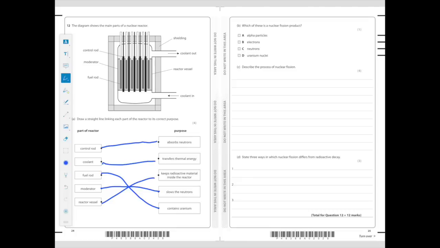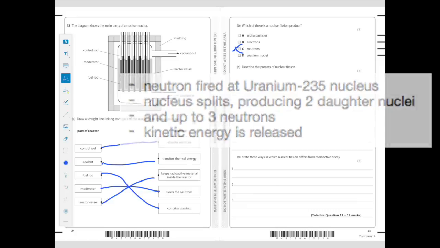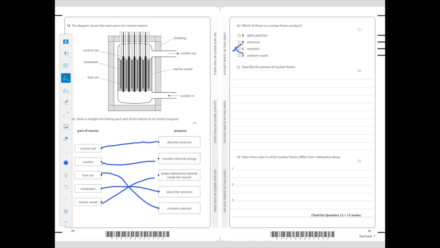That also makes sense. Which of these is a nuclear fission product? So remember that's what is made after nuclear fission takes place, and remember nuclear fission is the splitting of the atomic nuclei which releases neutrons, which is why C is the answer here. Describe the process of nuclear fission. So a neutron is fired at the uranium-235 nucleus, and the nucleus splits, producing 2 daughter nuclei and up to 3 extra neutrons. And I've actually already said 3 or 4 marks worth of things, and you can say that kinetic energy is released.